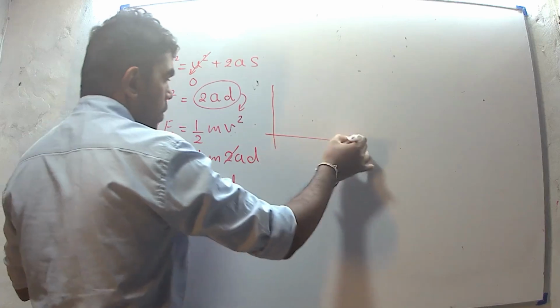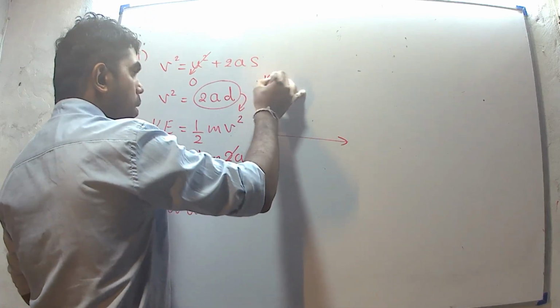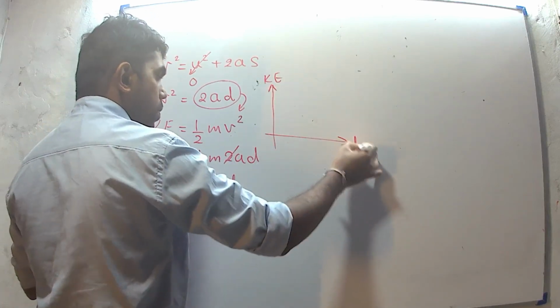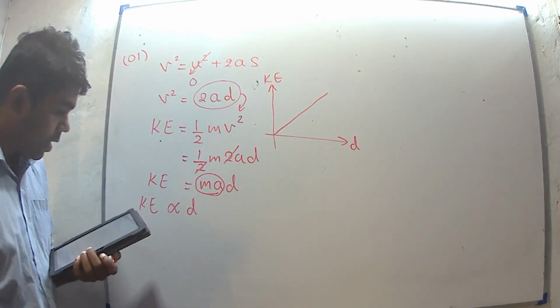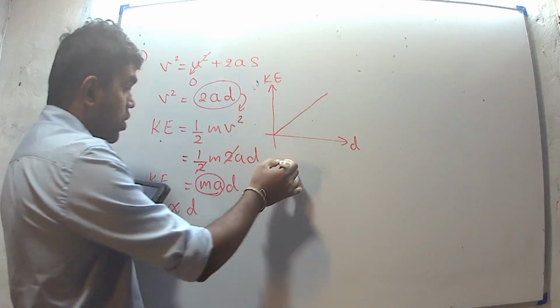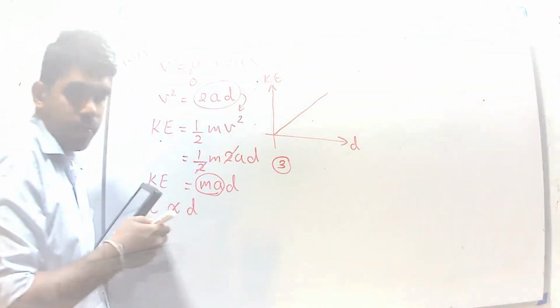Then the graph should be in the form y equals mx. Then the answer is 3 for question number 1.